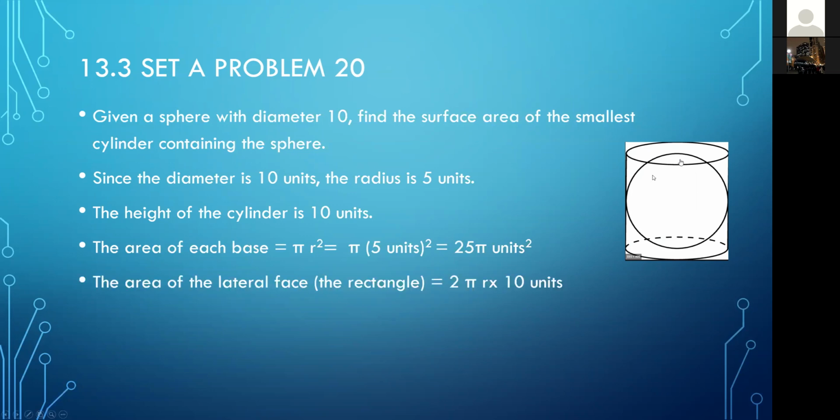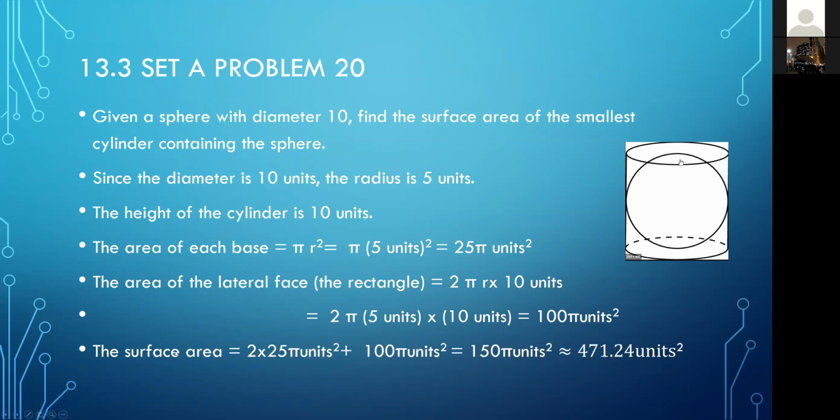And then next, we want to find the area of the lateral face. So again, that's like the label from a soup can. And if we were to unroll that label, we would get a rectangle. One dimension of the rectangle is the circumference of the circle, which is 2 pi r. And then the other dimension is 10 units, the height of the cylinder. So we get 2 pi times 5 units times 10 units. That gives us 100 pi square units.